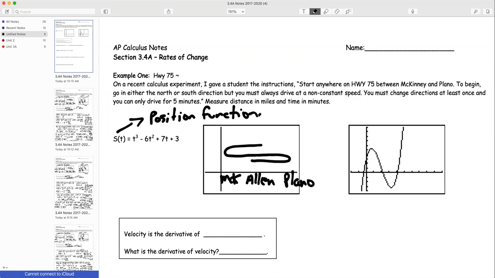And my velocity equation, how do I get the velocity equation from the position? When in doubt, we take the derivative. So my derivative in this instance would be 3t squared minus 12t plus 7. Okay, so velocity is the derivative of position.